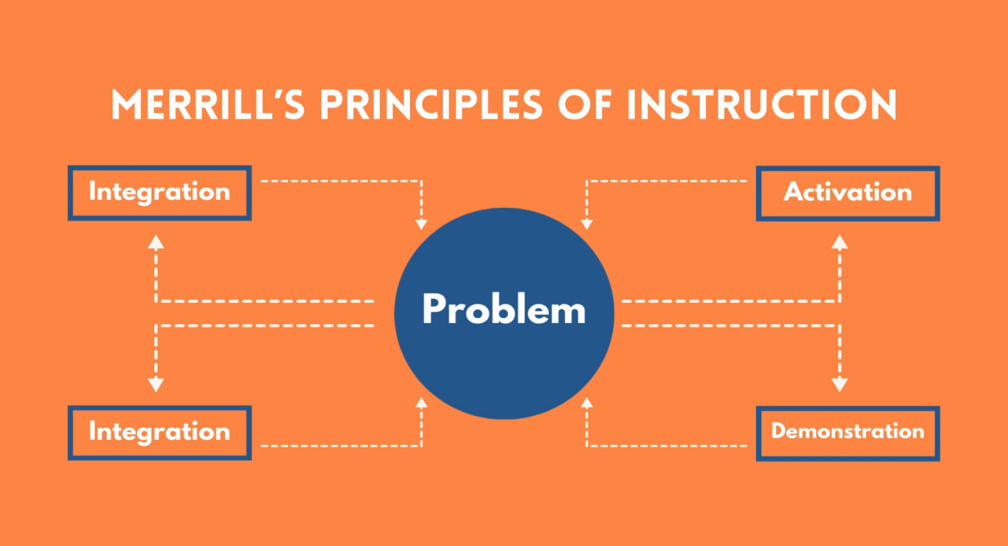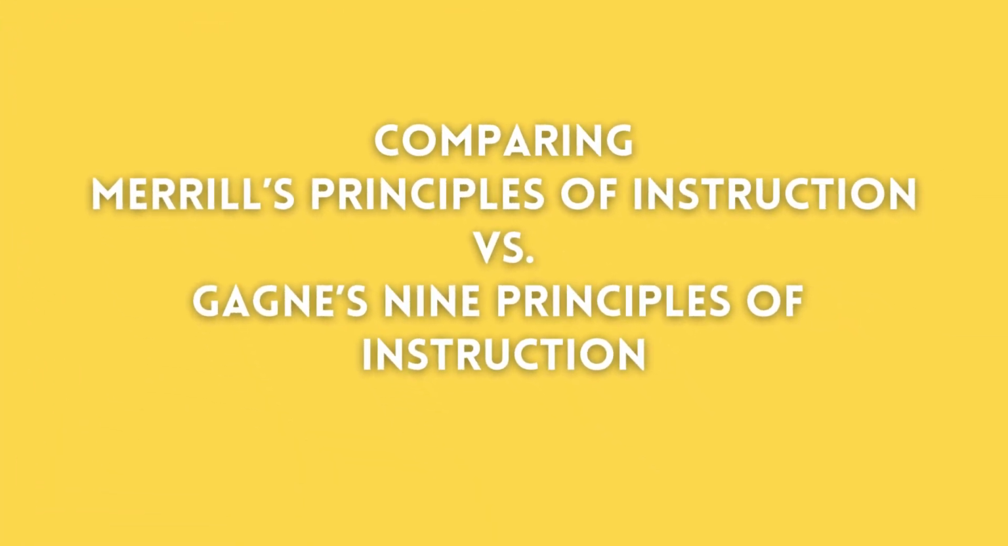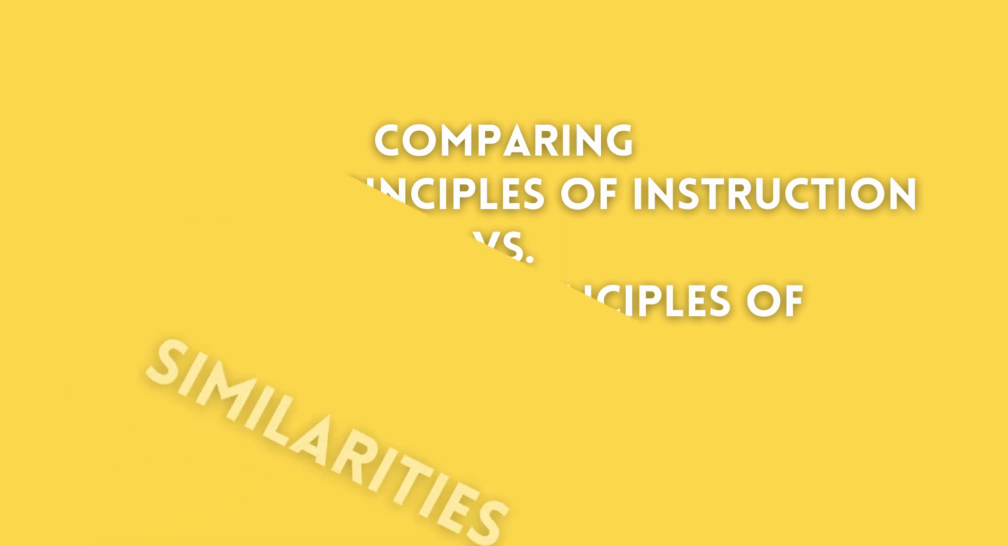By incorporating authentic tasks, activating prior knowledge, demonstrating new concepts, providing opportunities for application and feedback, and organizing content for retention and transfer, instructional designers can create instruction that is more likely to achieve the desired learning outcomes. Now, let's compare Merrill's Principles of Instruction to Gagne's 9 Principles of Instruction.